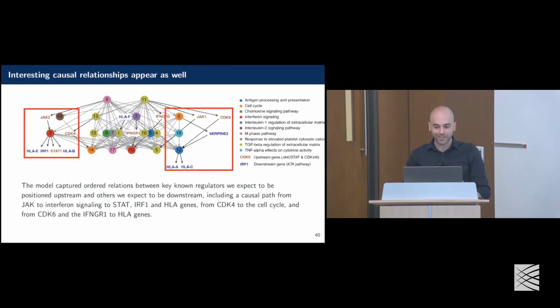So, in a limited fashion, honestly, we can see that Jiaqi points to interferon signaling and to STAT and a lot of HLA genes. On the right part, we can see CDK6 points to HLA genes as well. And in the middle, interferon gamma receptor 1 points to other interferon signaling genes.